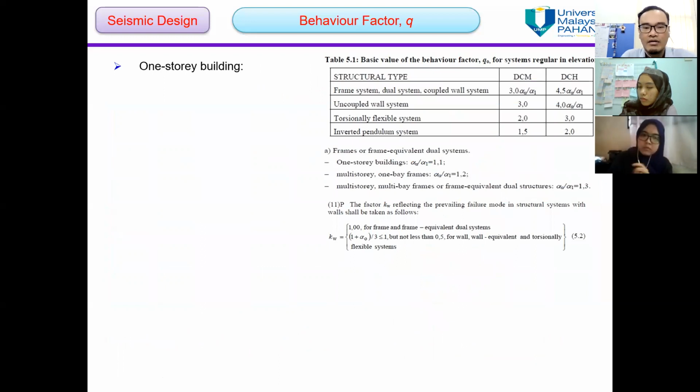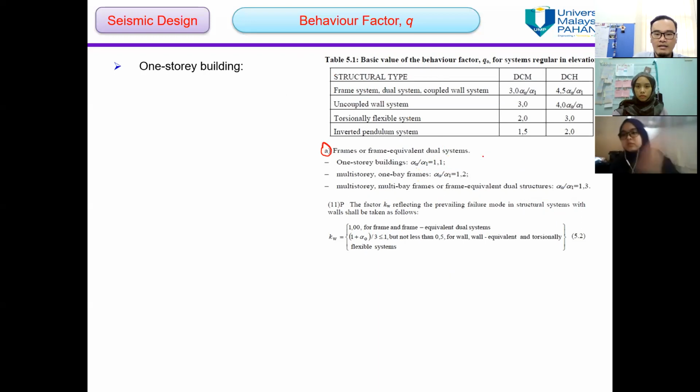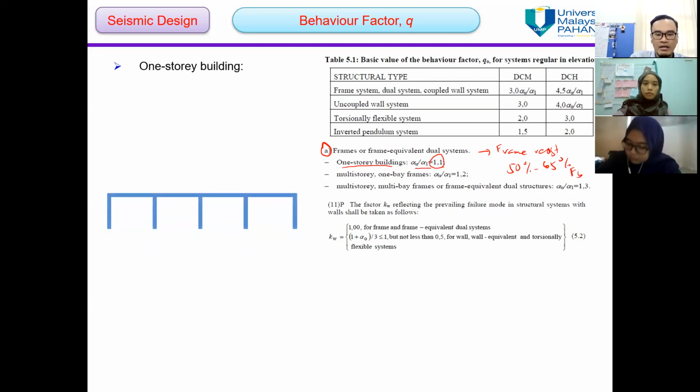Let's take a look at how we derive the value of alpha u divided by alpha 1. For this case, the frame or frame equivalent dual system means the frame resists 50% to 65% of FB. And then for one-story buildings, the value of alpha u divided by alpha 1 is 1.1. Here, this is an example of a one-story building.